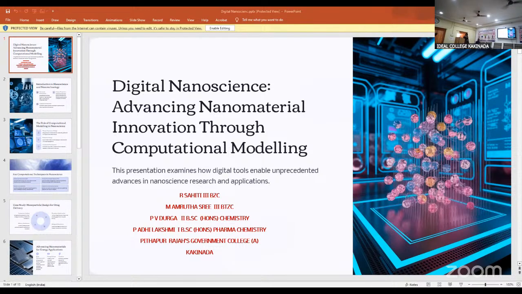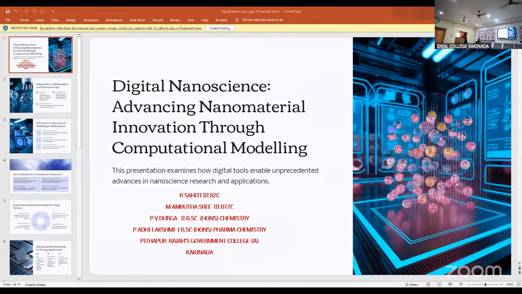Today I would like to tell about digital nanoscience, advanced nanomaterial innovation through computational modeling. So, what is nanoscience? Nanoscience is a branch of science. It deals with nanoparticles. What are nanoparticles? Nanoparticles are not visible to our naked eye. They are at the microscopic level, which ranges between 10 to the power of minus 7 to 10 to the power of minus 9 meters. So this is the range.